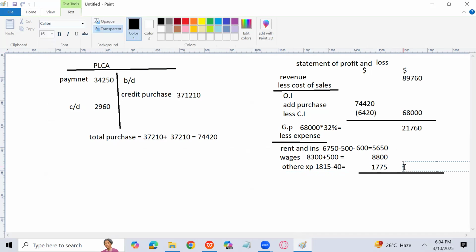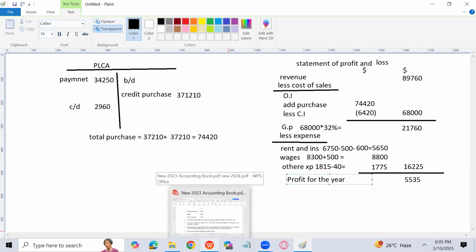And then I'm going to go for the profit for the year. So let me calculate that 5650 plus 8800 plus 1775. 16225 is the total of expenses, and 21760 minus 16225, that is 5535, is the profit for the year. So I have calculated the profit for the year. There is no depreciation in the question. Otherwise, I would have written the depreciation also under the heading of expenses.